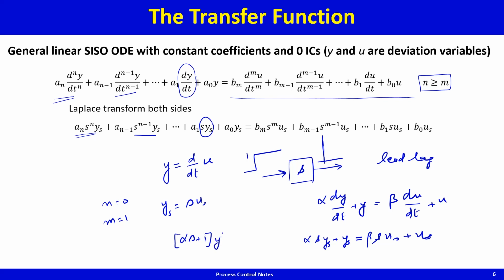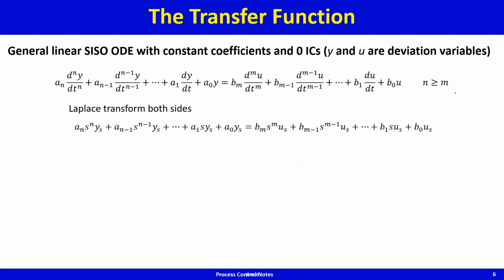times y of s is equal to beta s plus 1 times u of s. That's what you get, and you can see that both are 1. This is the simplest system that is physically realizable. So that's why we were saying n must be greater than or equal to m.